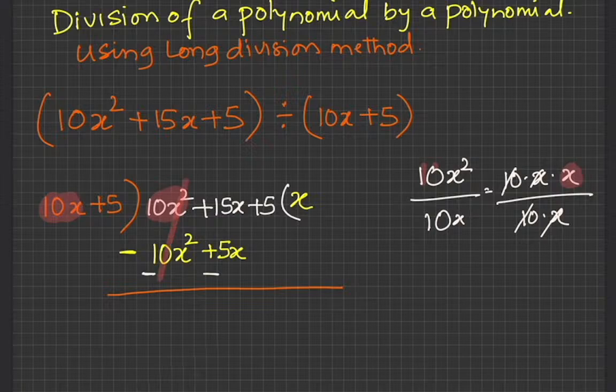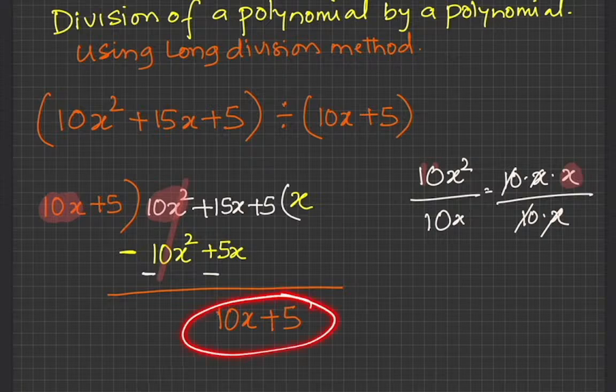And now 15x minus 5x. So this will give me, since 15 is the bigger number and the sign is positive, I take it as 15 minus 5 is 10x. Now I'm going to bring down 5 plus 5. Okay. Now I have a new expression here, this is my remainder, but I can still divide this.